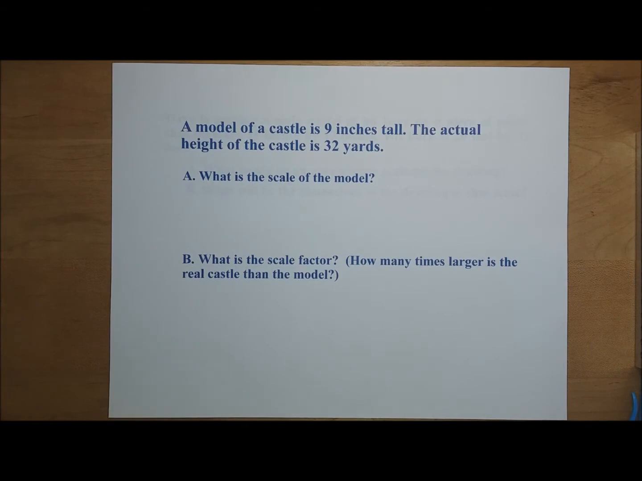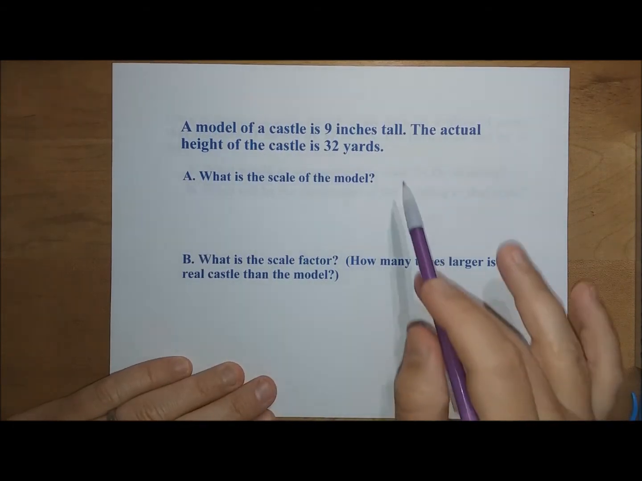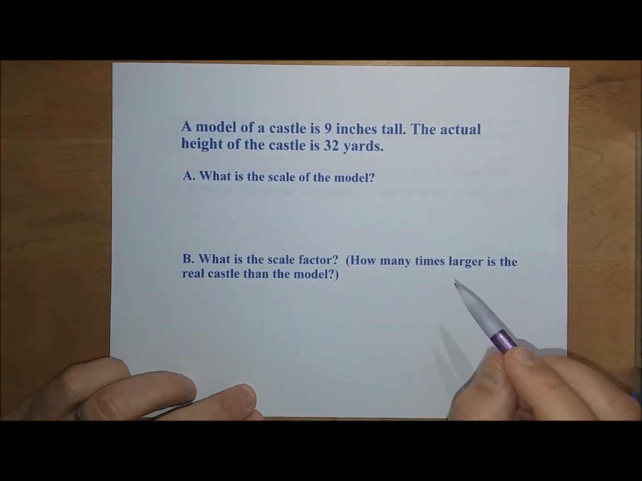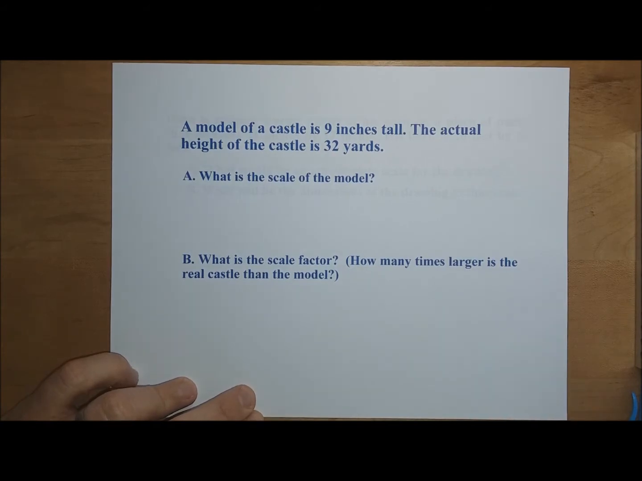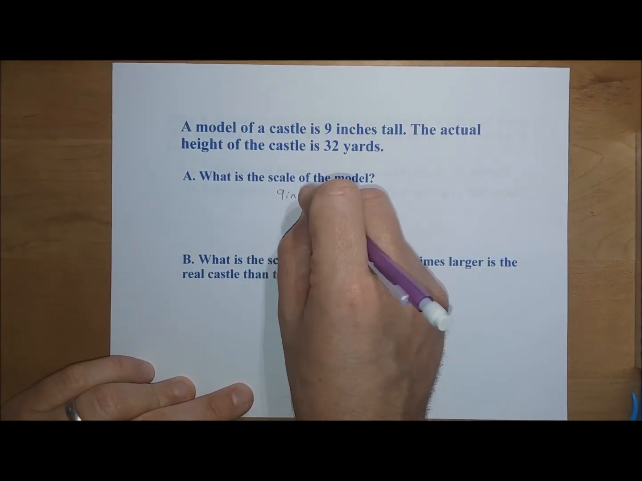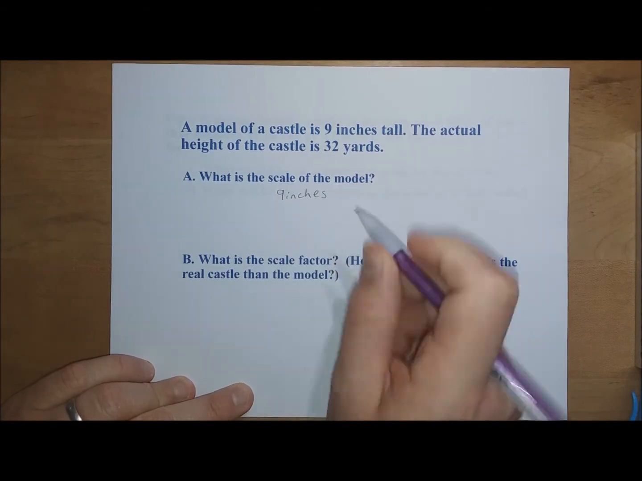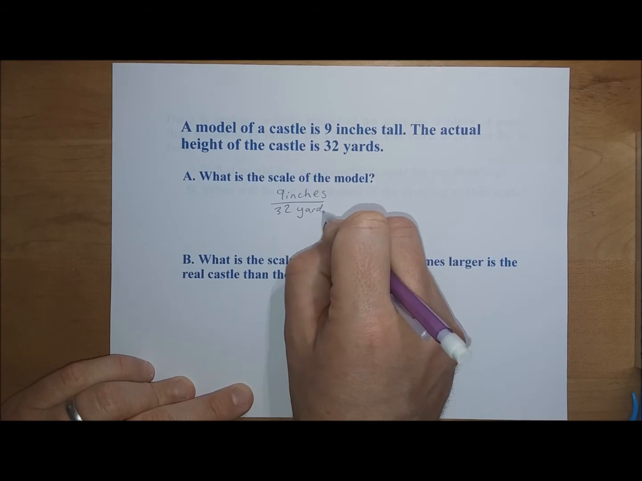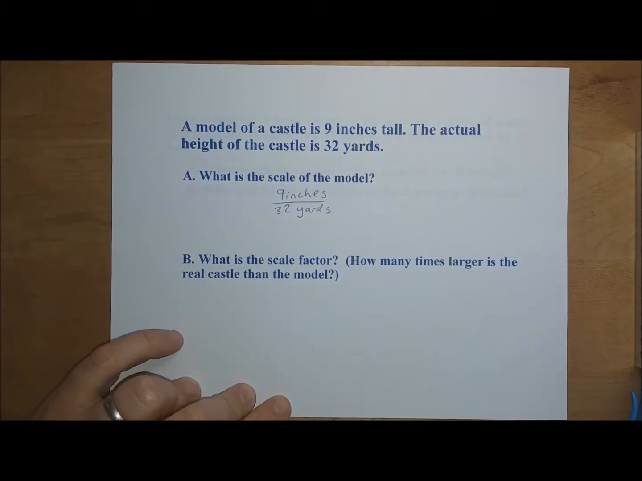All right, let's try another example like that. And this is a point where you might want to pause the video and try this one on your own before you watch me do it. A model of a castle is 9 inches tall. The actual height of the castle is 32 yards. What is the scale of the model? Okay, so we could write that as 9 inches on the model represents 32 yards in real life, right?